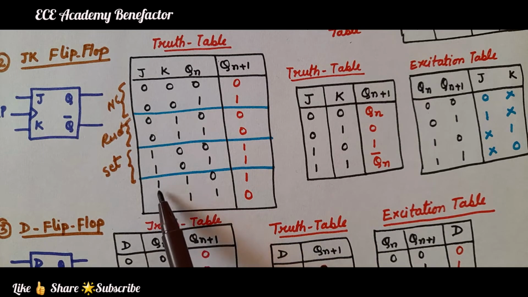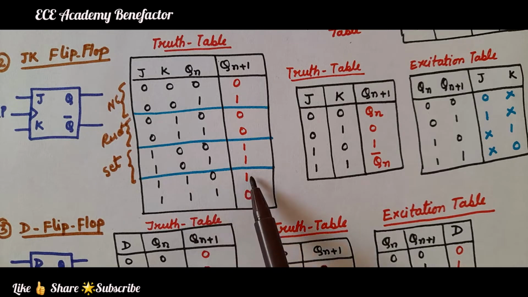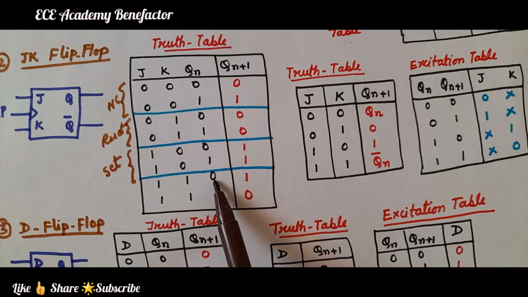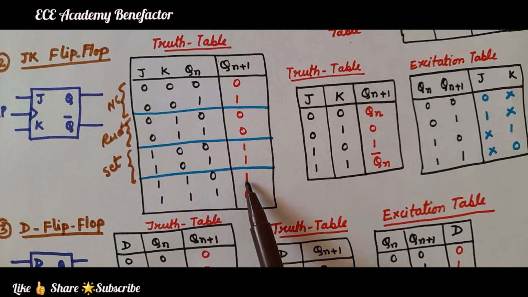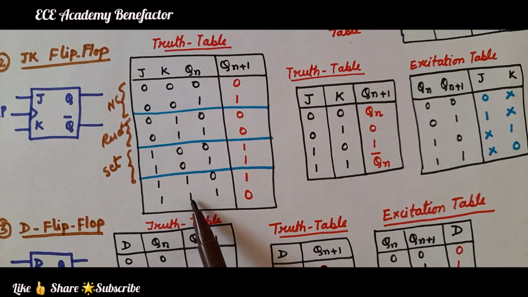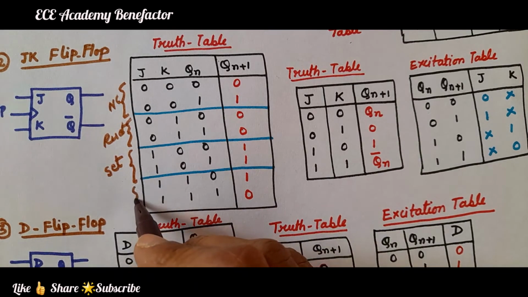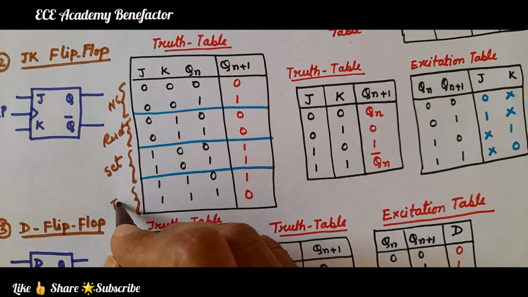When both are 1 1, J is 1 and K is 1, what will happen? It will toggle. Qn plus 1 will toggle. Toggle means whatever is at Qn will become its complement. It is 0 here, so it became 1. J and K are 1 1, so it will toggle, and 1 will toggle to 0. So this is known as the toggle state.